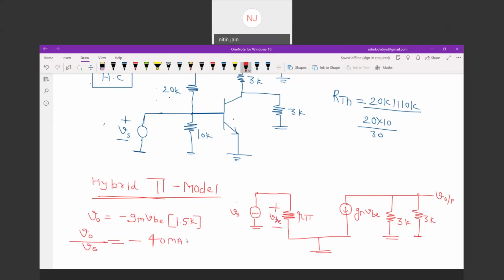milliampere per volt into 1.5 K. What is the value of this? Milli and kilo cancel, so it is -60 volt per volt, which is the voltage gain of this amplifier. So what will be the voltage gain of this amplifier? The voltage gain of this amplifier is -60. -60 is the voltage gain of this amplifier. I hope this is clear.